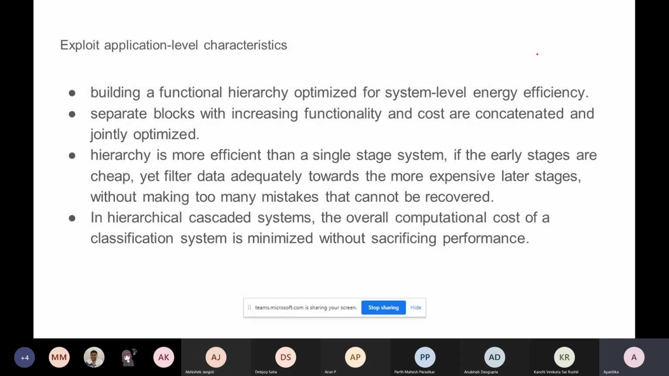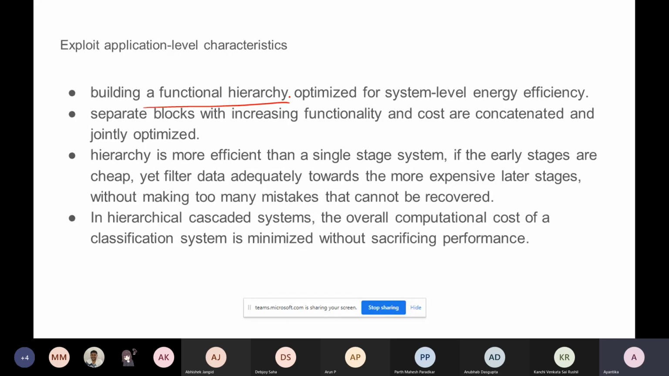Now we will come to our machine learning discussion. We have some applications. We will see what type of ML algorithm we are using there, and what type of optimizations we will make to that ML algorithm so that we can gain better energy efficiency. And the solution here is building a functional hierarchy. We will come step by step with some examples. First see what is written, then we will go with the example.